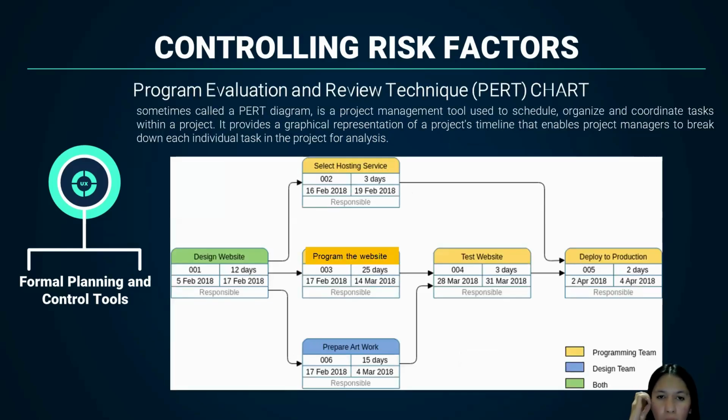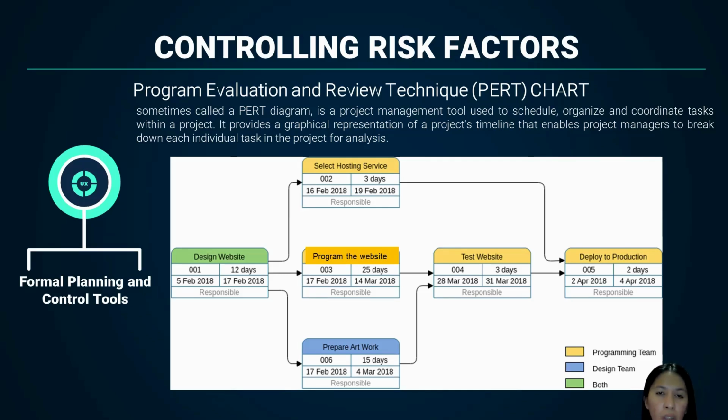Next is the Program Evaluation and Review Technique, or the PERT chart. It is sometimes called a PERT diagram. It is a project management tool used to schedule, organize, and coordinate tasks within a project. It provides a graphical representation of a project's timeline that enables project managers to break down each individual task in the project analysis. So a PERT chart is basically a visual representation of project tasks and their connections. As you can see, the task name is written above each box.